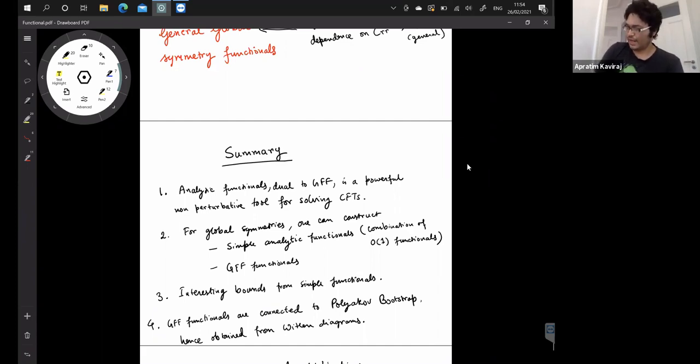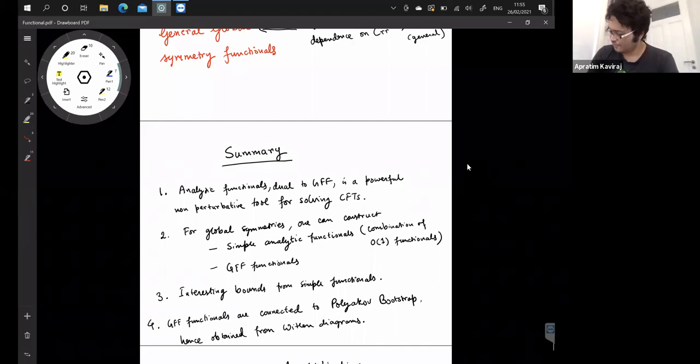For global symmetries, you can have two types of functionals. One I call the simple functionals, which are simply the combination of one functionals. And then you can also have the GFF functionals, which will optimize or trivialize the O(N) GFF CFT. And third, interesting bounds can be obtained. They're already obtained from the simple functionals. I didn't show you applications of GFF functionals because that needs some of the talks, but some nice bounds can already be obtained from simple guys.